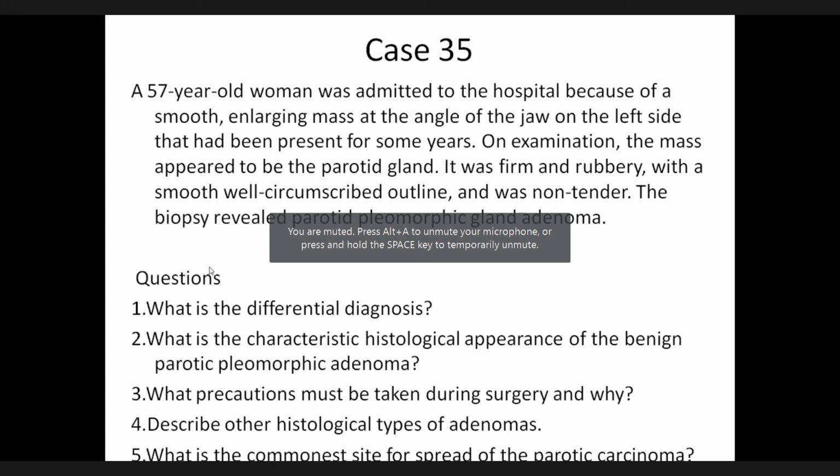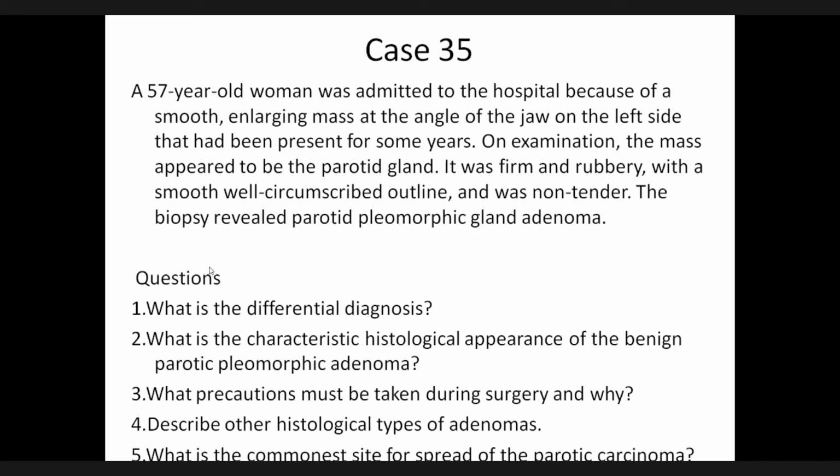Number 3, what precautions must be taken during surgery and why? We must isolate the site from blood flow and lymph flow, and investigate the tumor. Number 4, describe other histological types of adenoma. Fibroadenoma, maybe papillary adenoma, cystadenoma, tubular adenoma. Number 5, what is the common site for spread of the parotid carcinoma? Regional lymph nodes, maybe. Metastasis in regional lymph nodes.